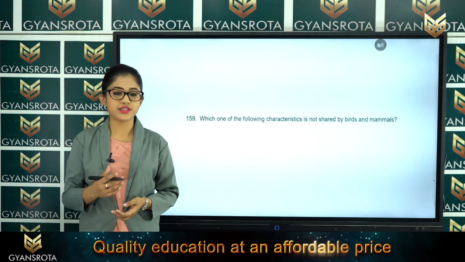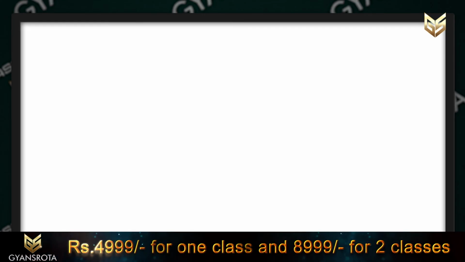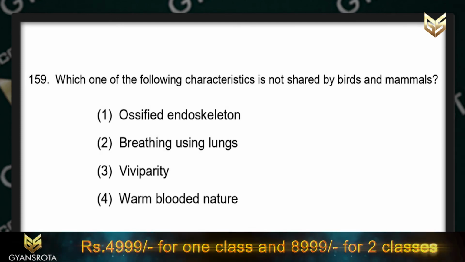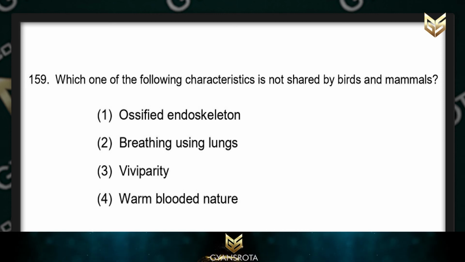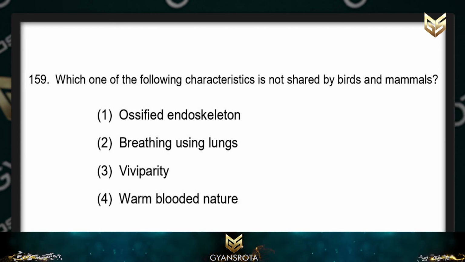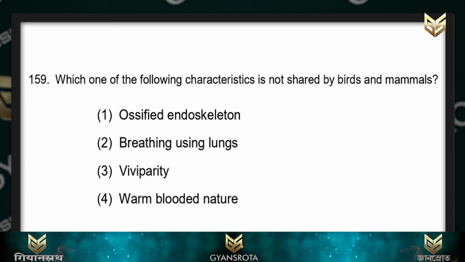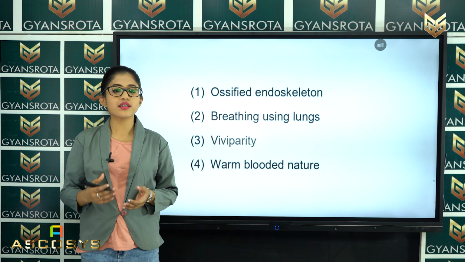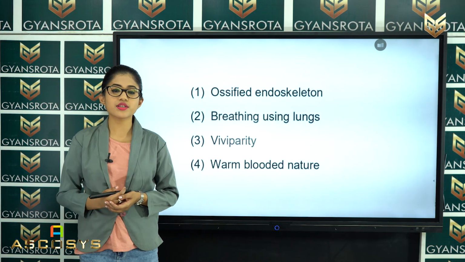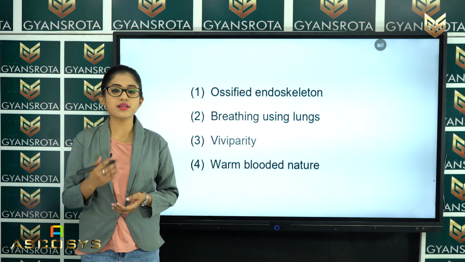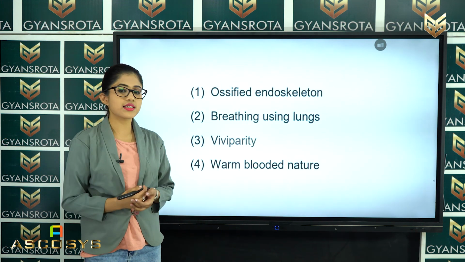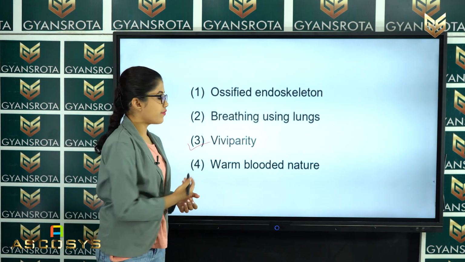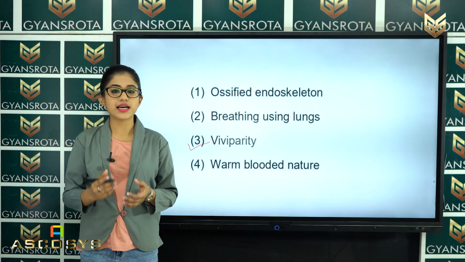Now, the next question is question number 159. Which one of the following characteristics is not shared by birds and mammals? 4 options are given: ossified endoskeleton, or breathing using lungs, or viviparity, or warm-blooded nature. So, these are the 4 options given, and this question is from the chapter Animal Kingdom. So, which among these is the correct answer? That is option number 3, viviparity. So, that is the correct answer.